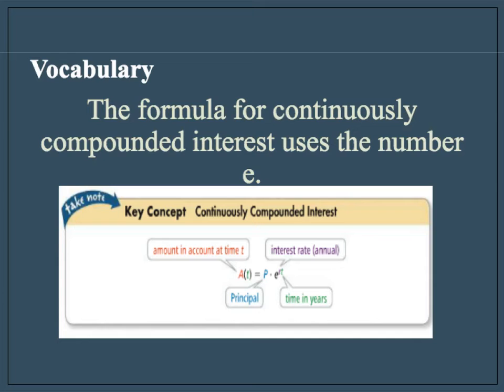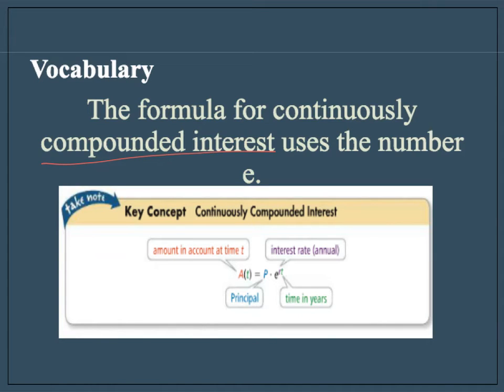All right, so now we move on to a little bit of vocabulary. It says a formula for continuously compounded interest uses the number e. So compounded interest, by the way, we use in finance, right? We're actually going to use e to show continuous growth of something that has been invested into some type of account. Okay, so let's see what that looks like on the other one.